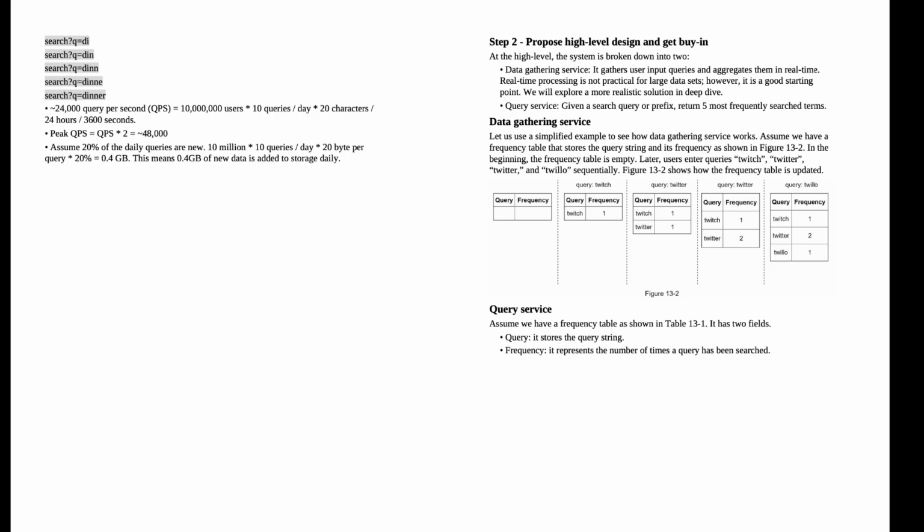0.4 only, right? Because 20% are new queries. This is just an assumption. In a real interview, be careful about the time you are spending here. When you have to compute queries per second, just divide by 10 to the power 5 instead of 3600 into 24, because that will take a lot of your time. This is just an approximation.